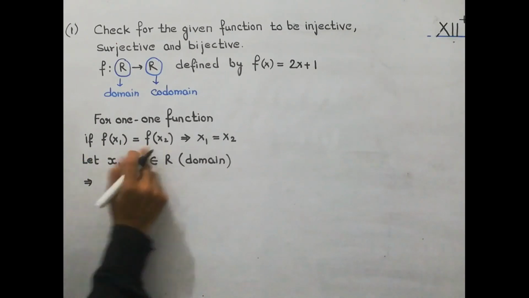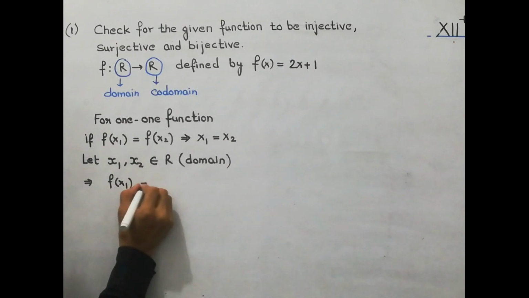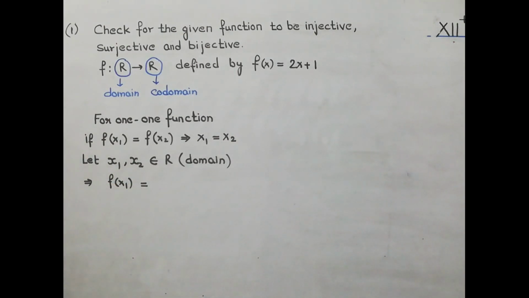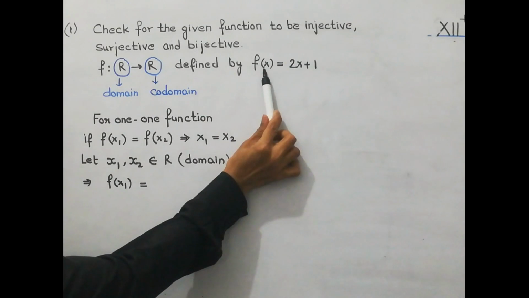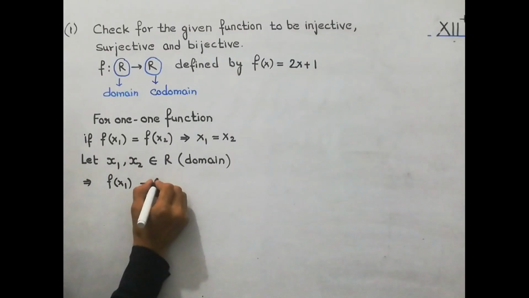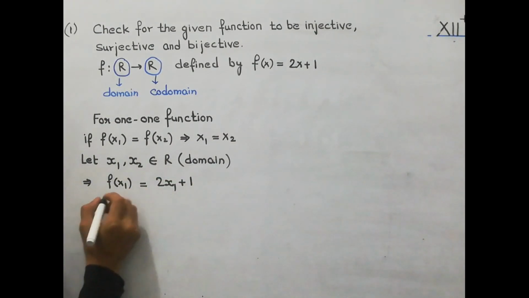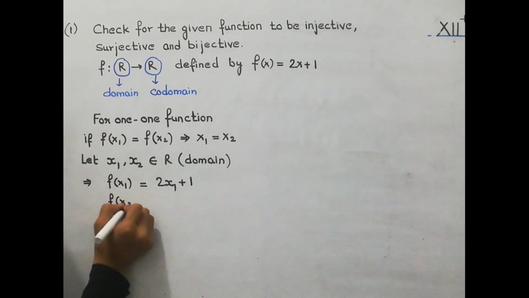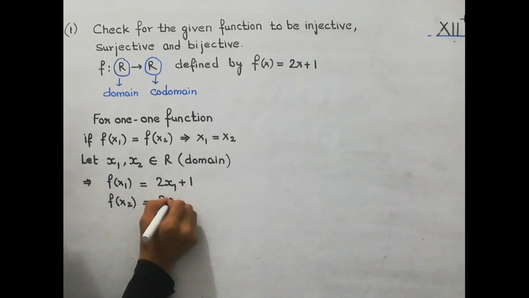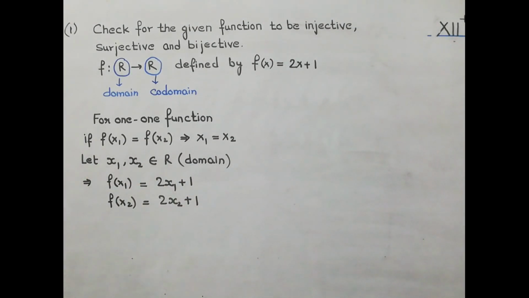we will be using this f(x1). Now how will you get f(x1)? This is f(x) given to you. Here you substitute x1, so you will get f(x1). So f(x1) will be 2x1 plus 1, and f(x2) is 2x2 plus 1. So we have got f(x1) and f(x2). Now we are going to equate these two. So let us equate these two.